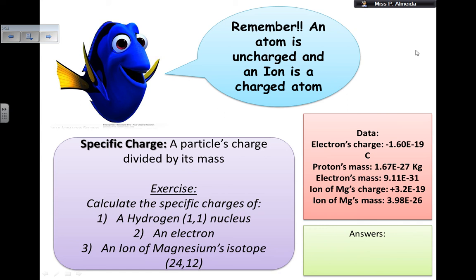So remember that when I'm talking about atoms, they do not have a charge. But if I talk about ions, then they have a charge. They can be positive or negative, okay? So they either lost or gained electrons.